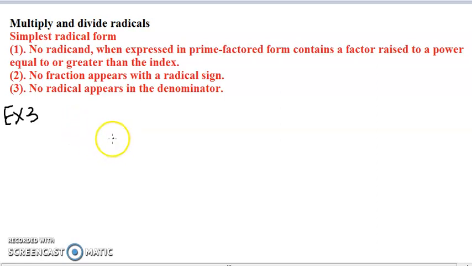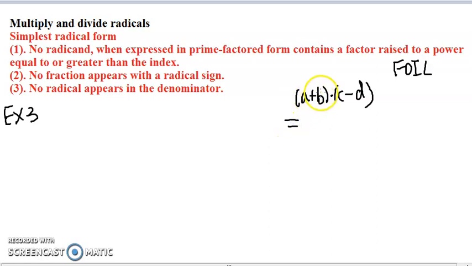Before we look at the next example, I want to go over a type of question we did before. Say (a + b) times (c − d). We know this is a binomial, two terms, times a binomial, two terms. We can either use FOIL or we can use the distributive principle. When we use the distributive principle, we have to distribute a and b separately to c minus d.